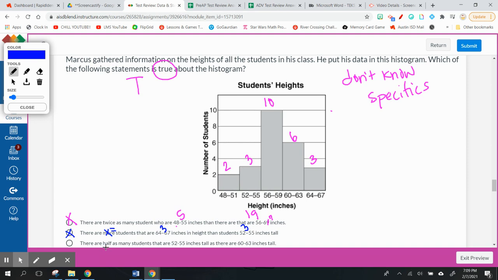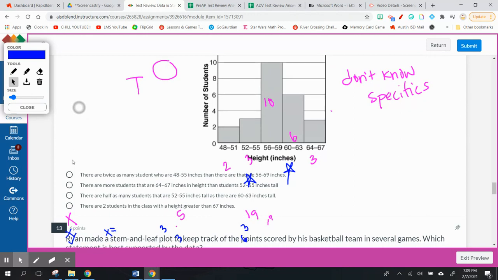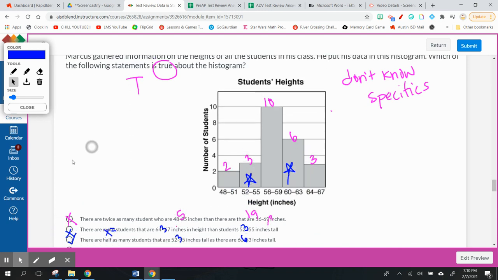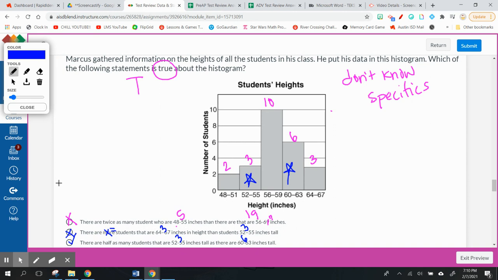There are half as many students, 52 to 55, that's 3 people, as there are 60 to 63. Well, are there half as many in this group as they are in this group? Yes, because 3 is half of 6. So that looks good. But let's take a peek at the last one. It's going to jumble up everything, but we'll take a peek. There are 2 students in the class with the height greater than 67 inches. Well, maybe, but not according to this graph. We can't prove that. So that would not be a true one based off of this graph. It's going to be C on this question. All right, let's move on.